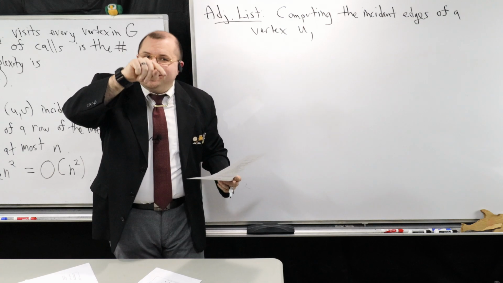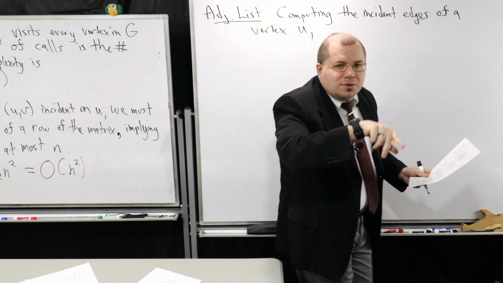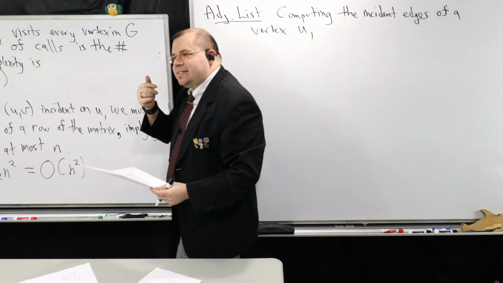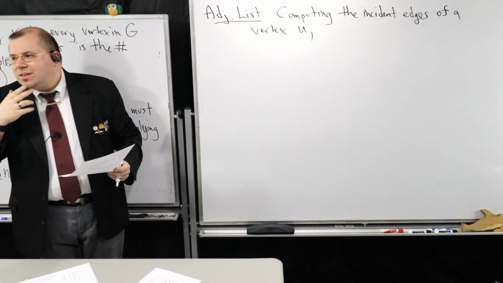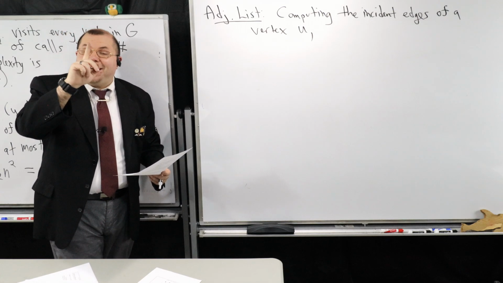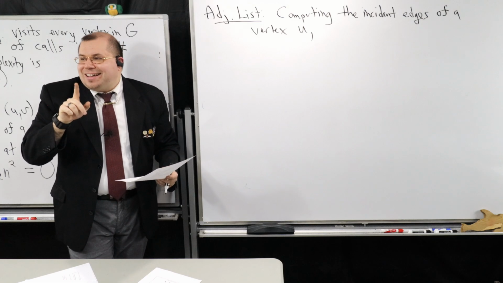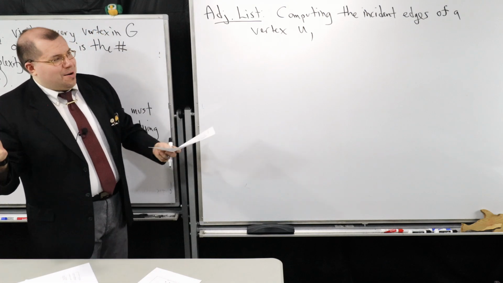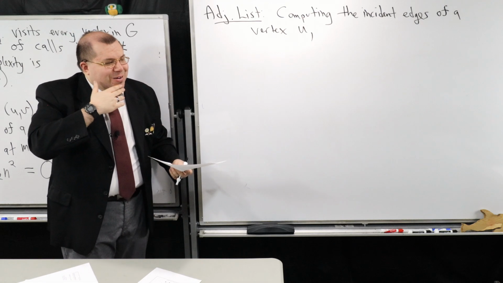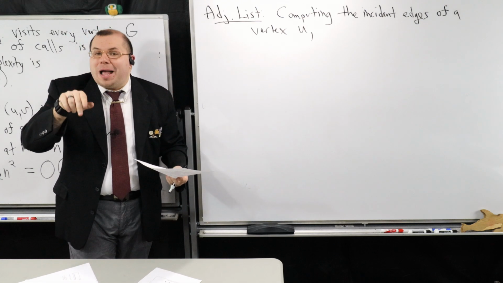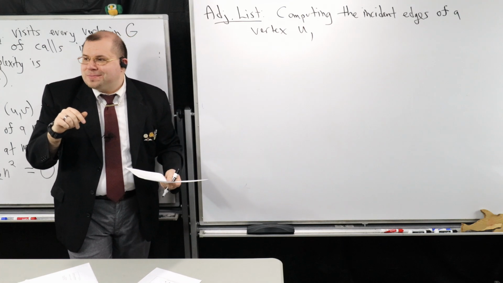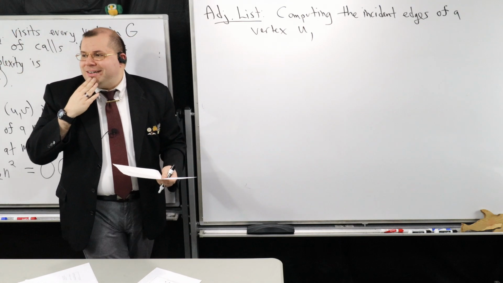And the question is, how many nodes can there be in this linked list for our adjacency list? So how many nodes can there be at most? Now, I'm not looking for n, because technically speaking, you could say every entry could be entirely filled up, but that is an upper bound on how many. There's actually an exact number of how many there are.